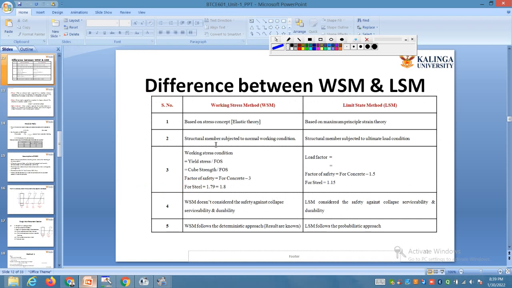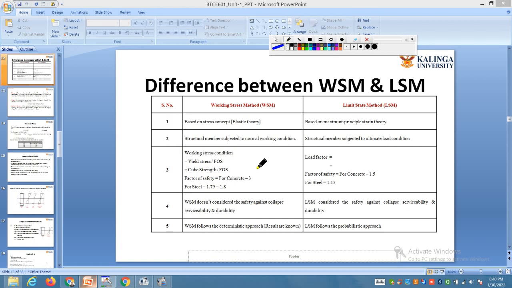So in my previous lectures we have seen what is working stress method, what is limit state method, and today in this slide I have clearly mentioned what is the difference between working stress method and limit state method. The first difference, as we have discussed, working stress method is based upon elastic theory and limit state method is based upon principal strain theory.